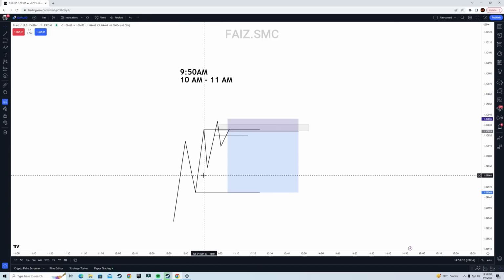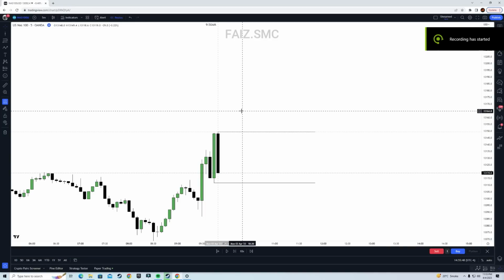Okay, now this works really well with indices. It does work with Euro USD as well, but I would stick to indices for now. Okay, and yeah, so I will give you guys a couple of examples, and after that it's gonna be absolutely clear to you guys.